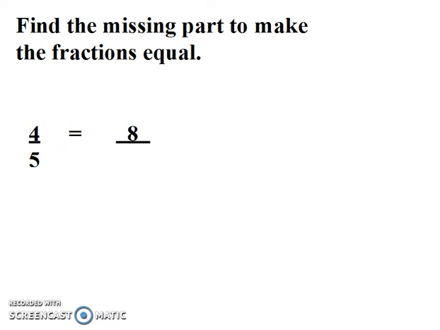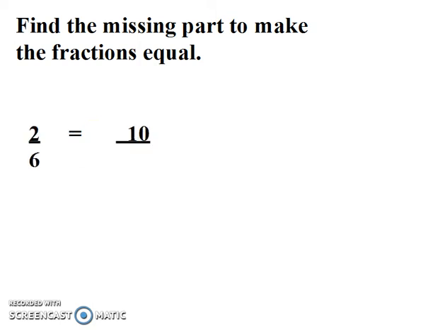Oh, flipped it over on you this time. Still the same kind of problem. What do I have to take the 4 times to get to an 8? Well, 4 times 2 equals 8. So if I took the numerator times 2, I'm going to take the denominator times 2. 5 times 2 equals 10. So 4/5 is the same as 8/10.